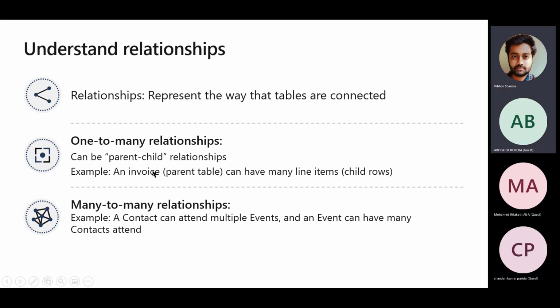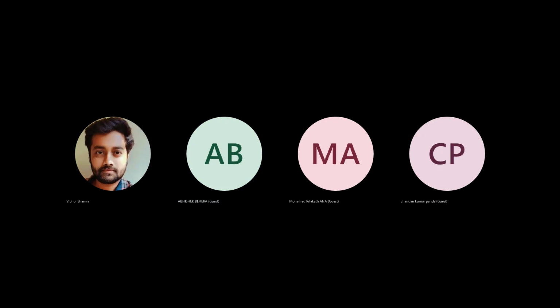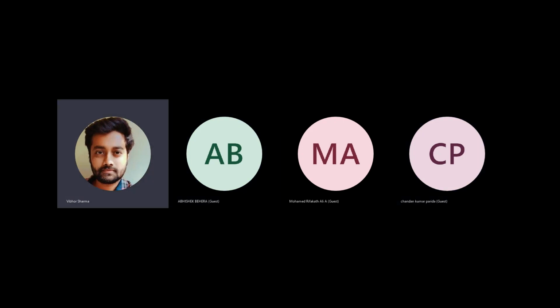So the starting table is the parent table and the linking table is the child table. Now invoice 1 will be related to many products, many line items. That's why it is called child rows. Okay, sir. Okay, perfect. Yes, sir.